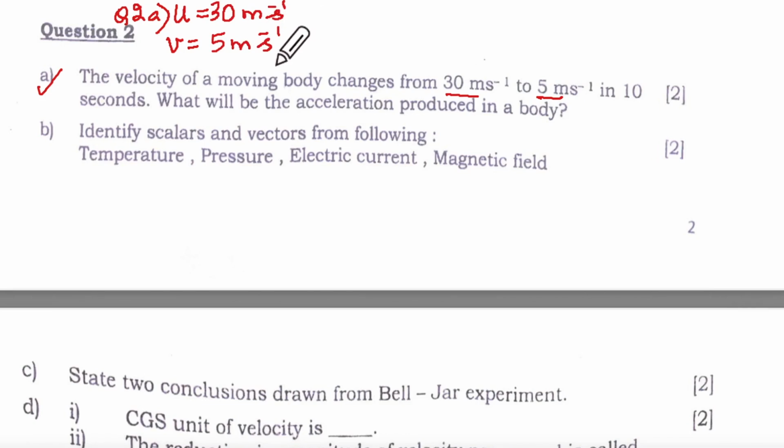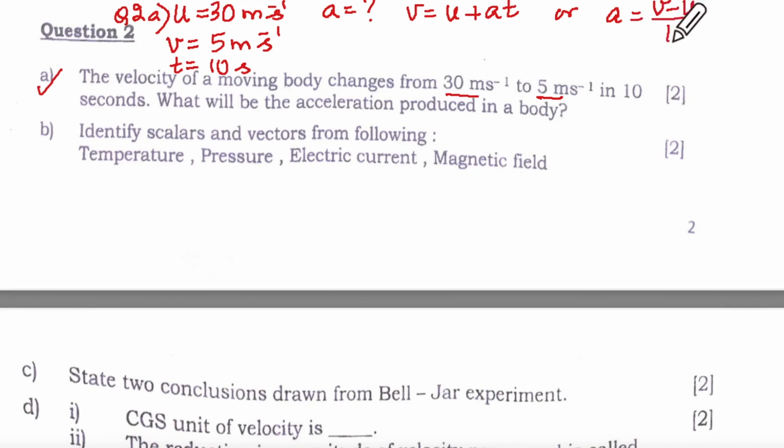Retardation it will be. In 10 seconds means T is equal to 10 seconds. They are saying A equal to how much? What is the formula connecting V, U, A and T? V is equal to U plus A T. I'm writing this, okay? If you want, you can write A equal to V minus U upon T also. So either this or you can use A is equal to V minus U upon T.